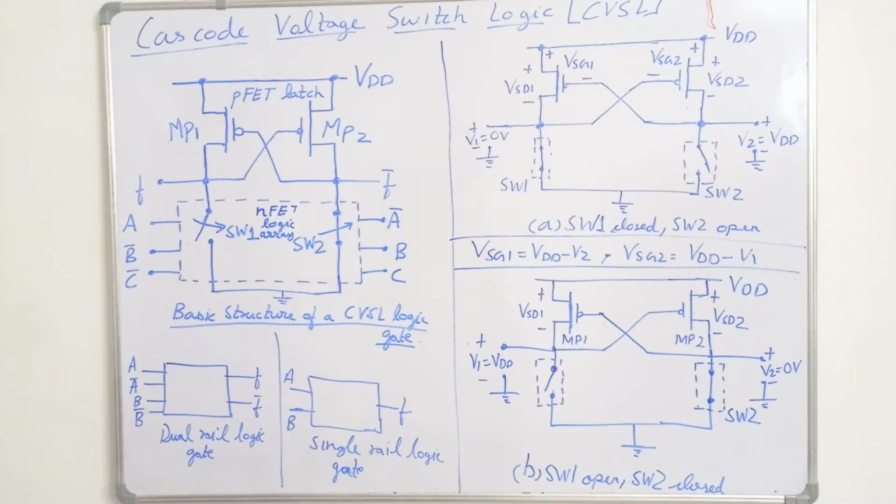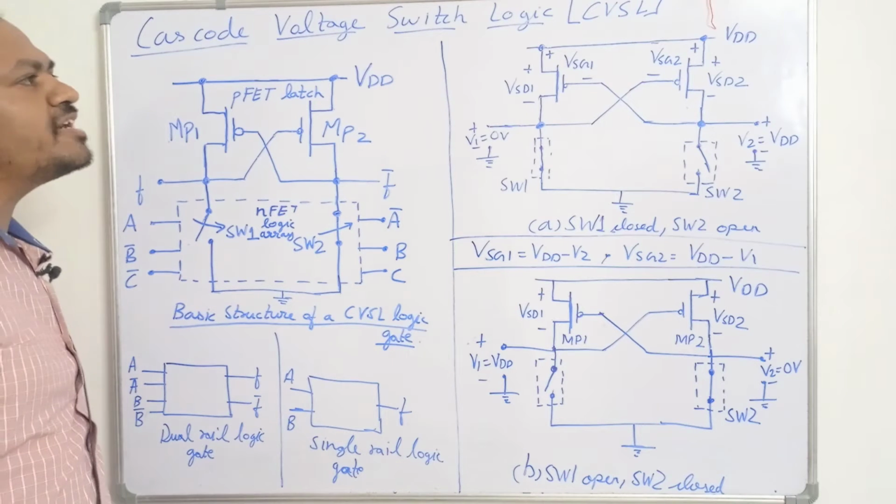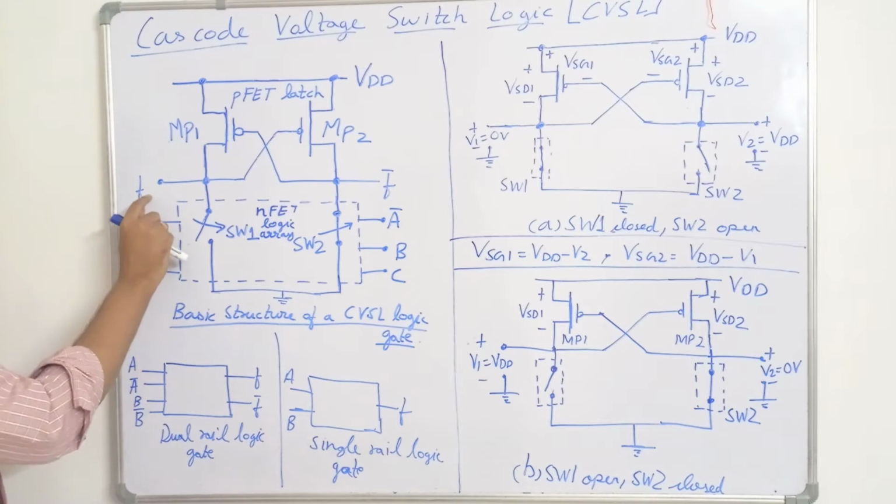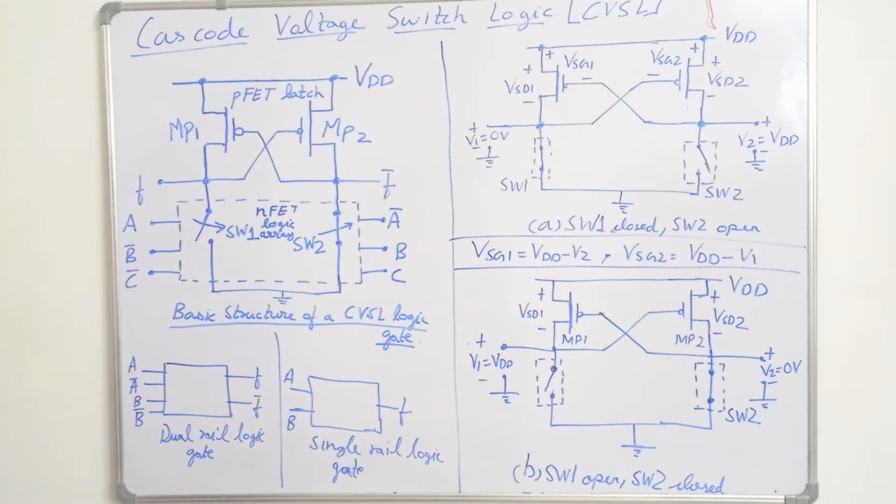Welcome. In this video we are discussing cascode voltage switch logic or CVSL. It consists of basically two major sections. These are PFET MP1 and MP2, connected in the form of a latch, and they provide two complementary outputs F and F bar.